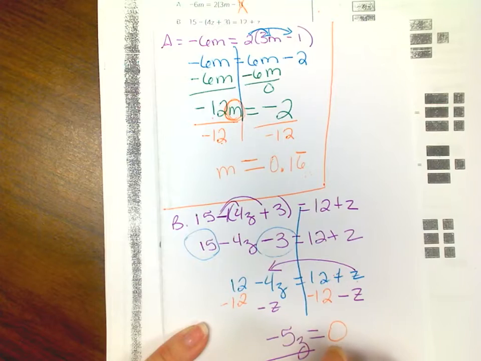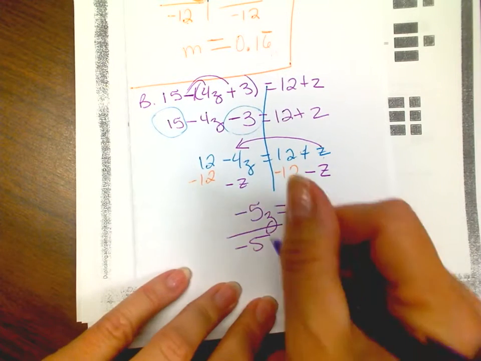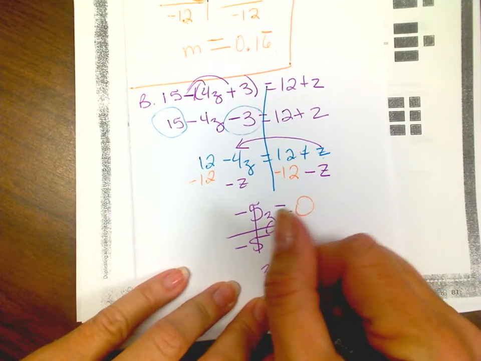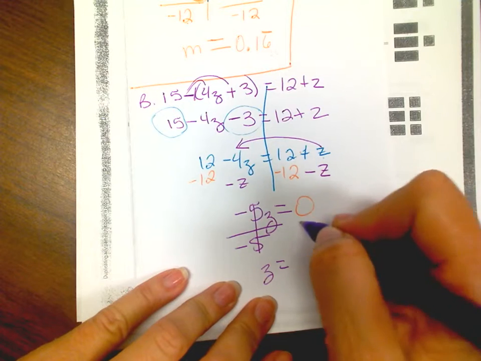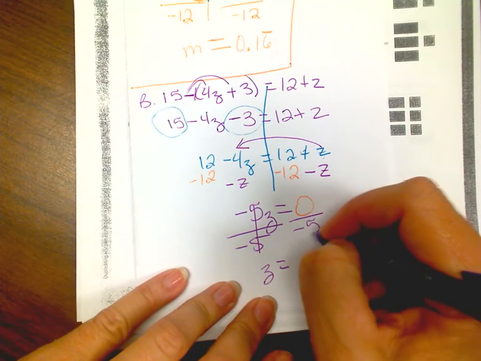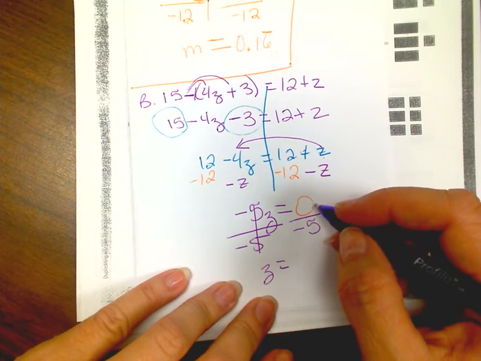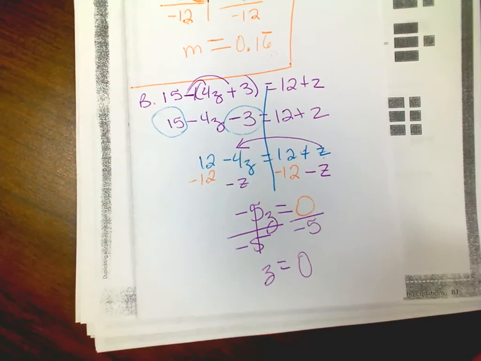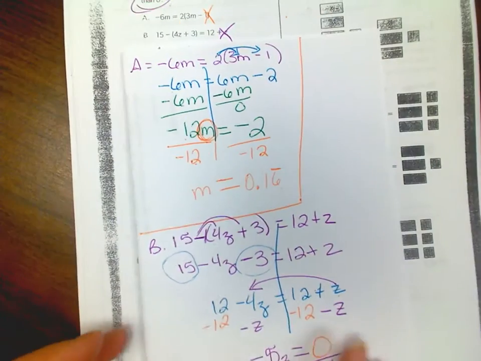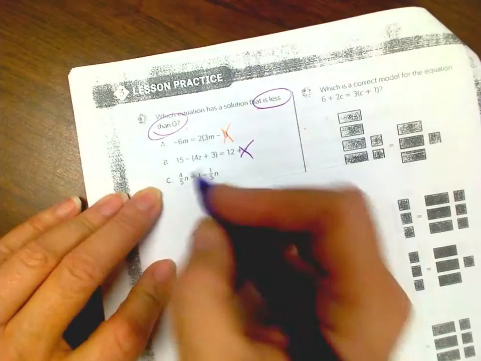I still need to divide because there's my variable. It's multiplying. I need to get it off. So that would be 1, and I would be left with z. So divide by a negative 5. And the answer is 0. Okay, is that less than 0? No, so that can't be. Okay, C.